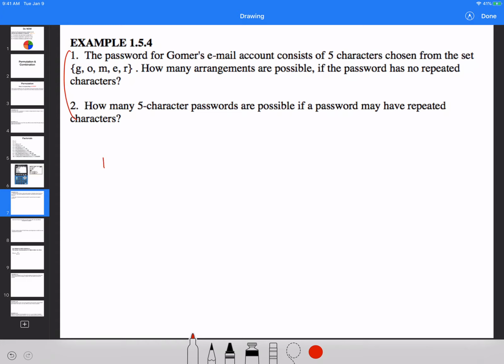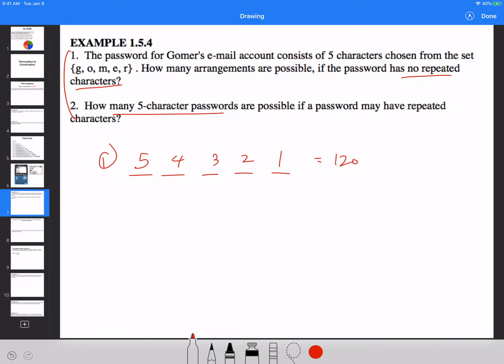Okay, so for number 1, the password for Gomer's email consists of 5 characters chosen from the set GOMER. How many arrangements are there if there are no repeated letters? Okay, so we have 1, 2, 3, 4, 5. We have 5, 4, 3, 2, 1 options to choose from. So this should be a review for you guys. There should be 120 different ways.